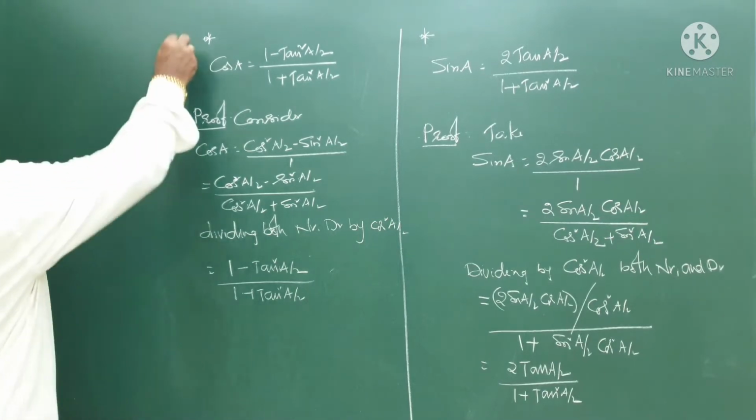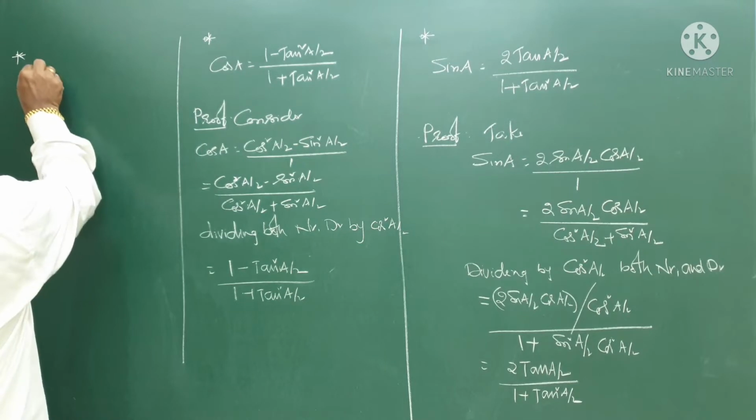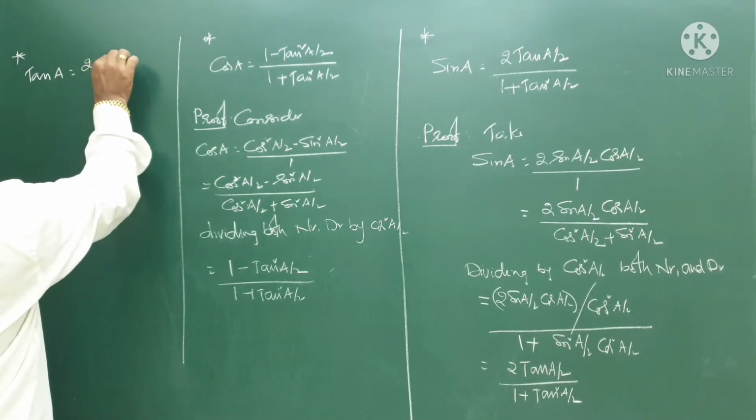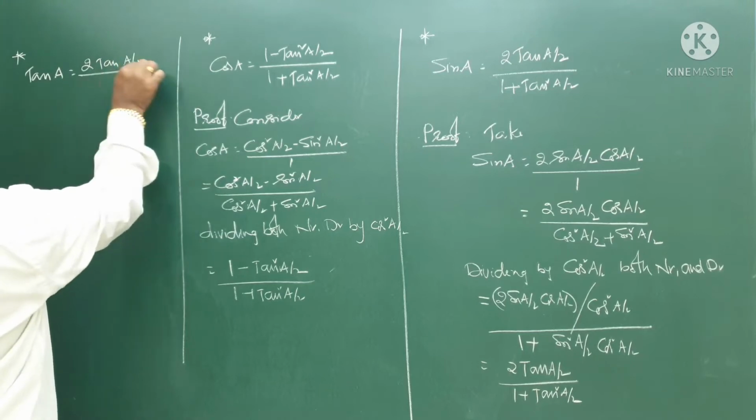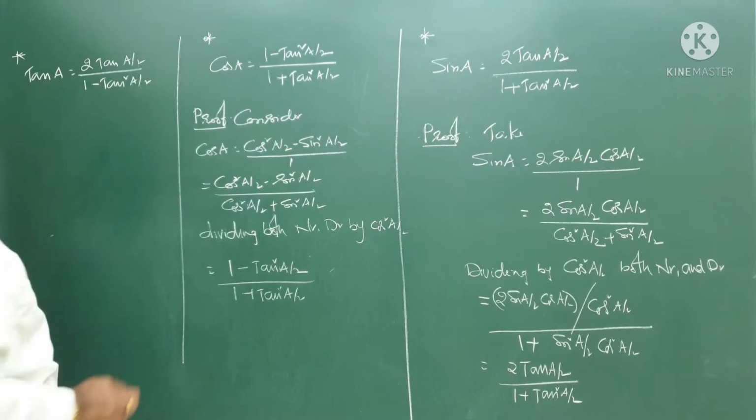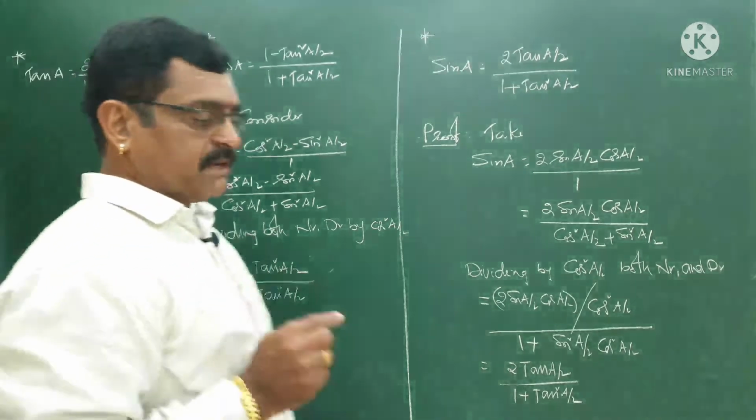Already we have the formula for tan a. Tan a is equal to 2 tan a by 2 by 1 minus tan square a by 2. So I could express sin, cos, tan in terms of tan a by 2.